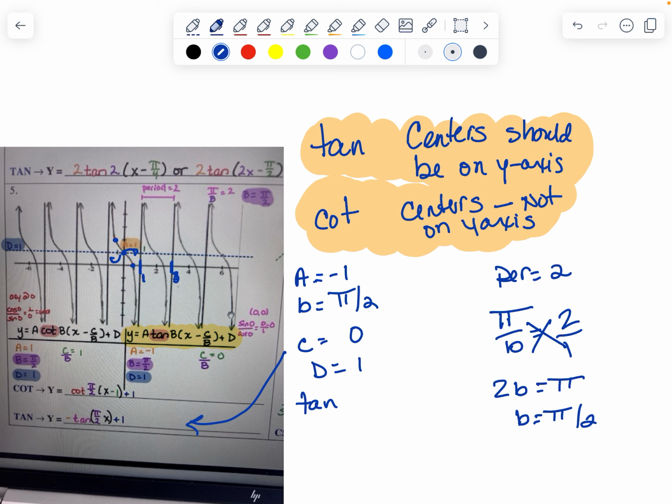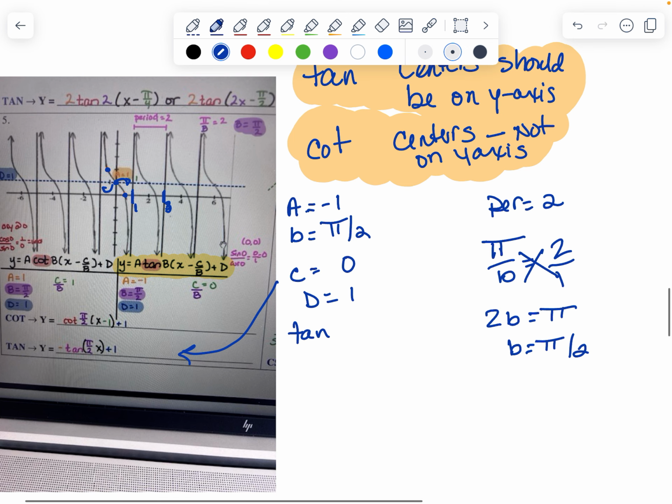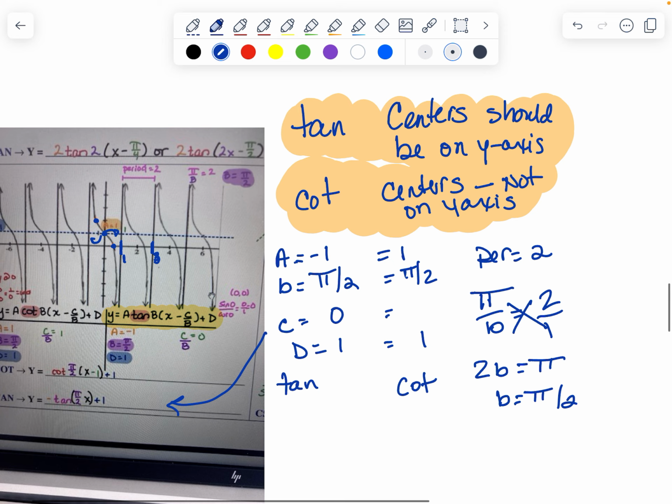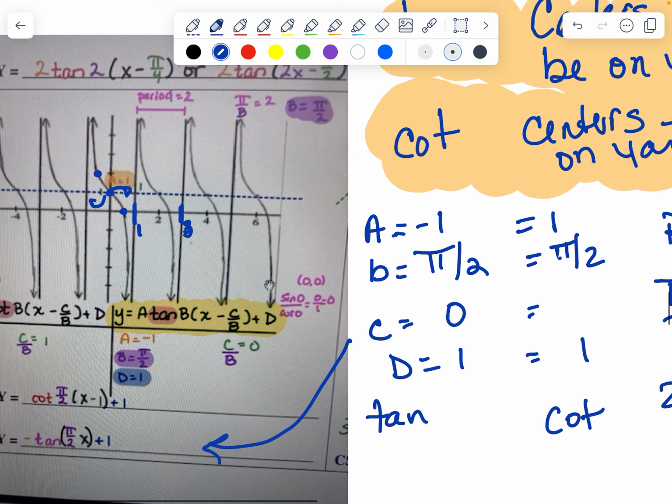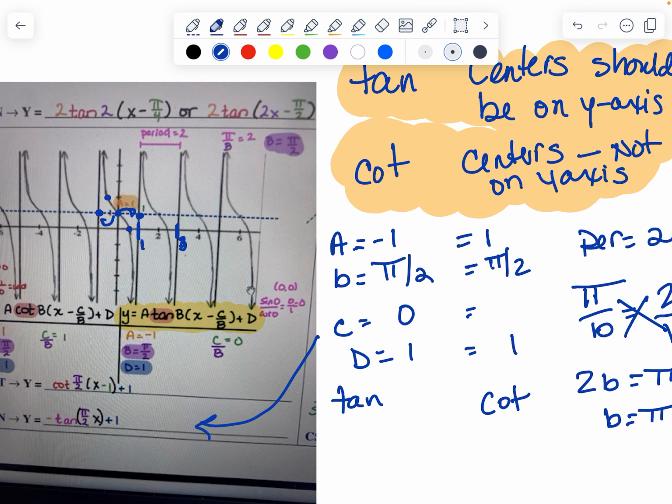Okay. Now, if we're doing the cotangent one, let me put cotangent here. A is still going to be 1. D is still going to be 1. B is still going to be pi over 2. But the shift, cotangent, look at my orange highlighter, center should not be on the y-axis. It is. So it should not be there. We cannot have it there, right? So that means we've got to shift it this way, because it used to be on one of these. It used to be on the asymptote, but it got shifted to the 0. It should not be there. So that's a 1 or a negative 1. If I shift it to the right one, that would be a negative 1.